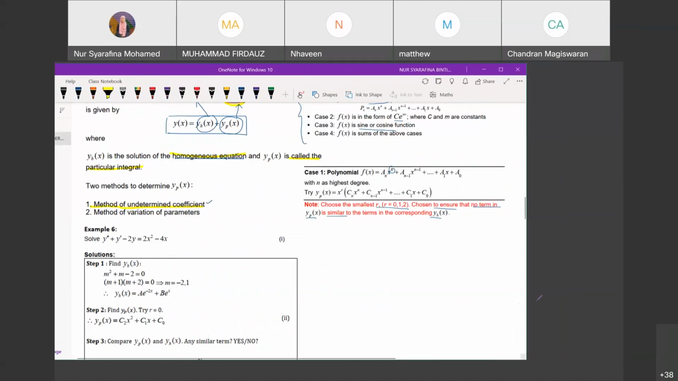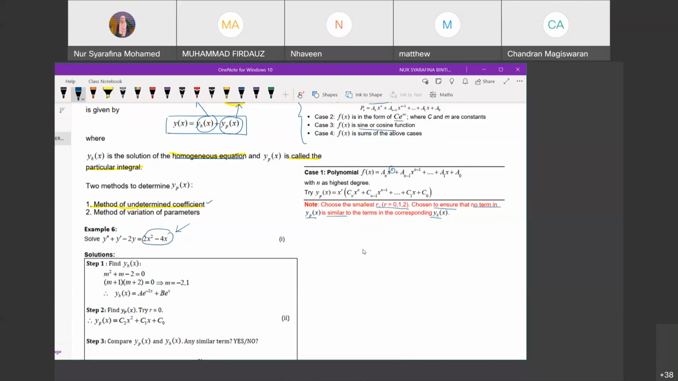Now let's take a look at this example. This is taken from your notes. You also have this in your notes, right? You know that this example is non-homogeneous because we have a function on the right-hand side which is not equal to 0.